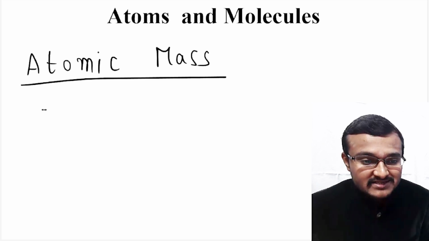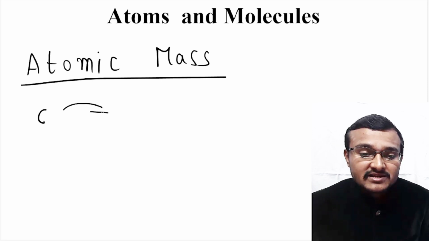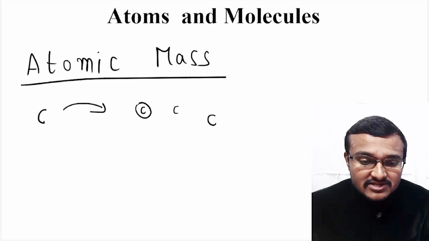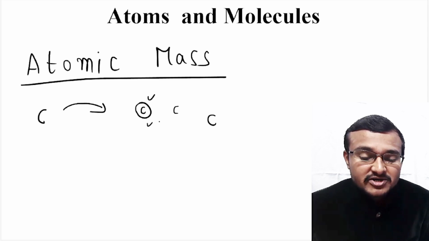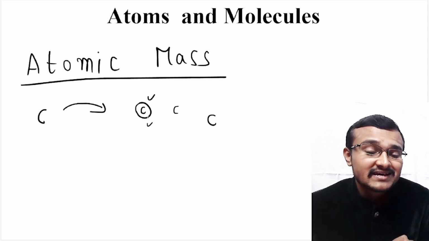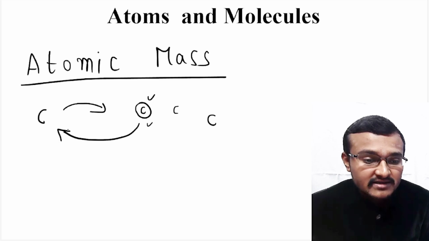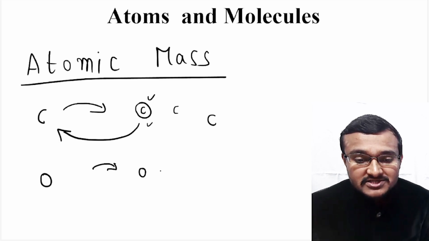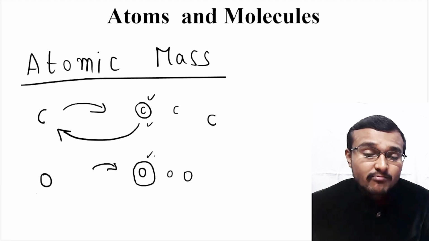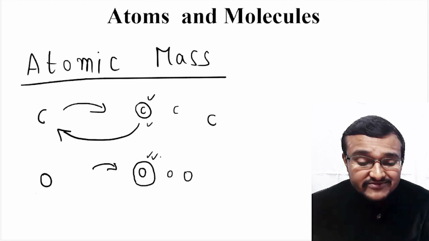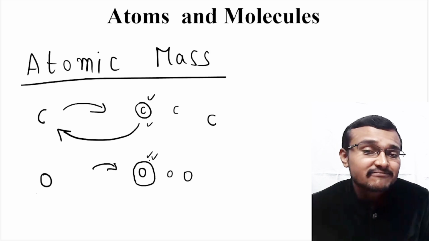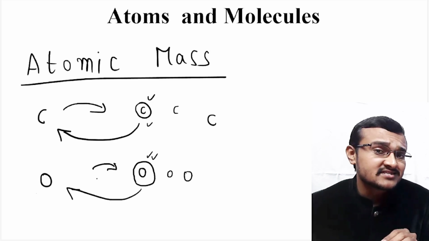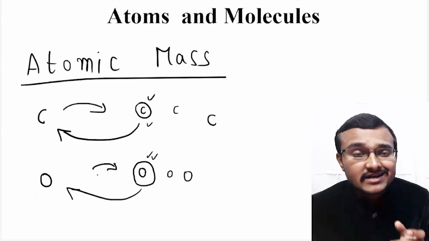So for example, if you are considering carbon, then this particular carbon is made up of so many carbon atoms. So the mass of individual atoms of this particular carbon will be the atomic mass of this particular carbon. Or if you consider oxygen, then this particular oxygen will be containing oxygen atoms in it. So the mass of this particular individual atom of this particular oxygen will be the atomic mass of this particular oxygen. So this is just a rough idea of understanding atomic mass.